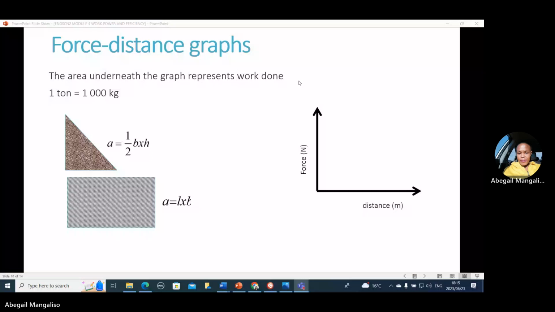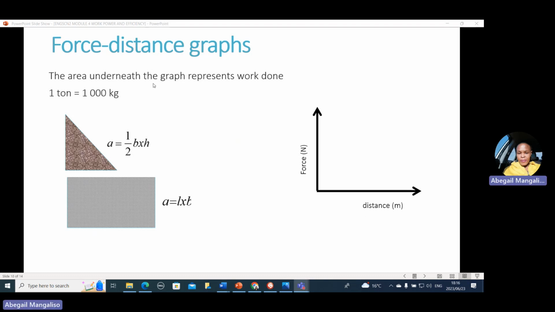In this video, I'm going to explain the relationship between force and distance. The work done can be represented graphically by using a force-distance graph. In this graph, we use two positive axes. On the vertical line, we plot the force and always provide the SI unit in newtons. On the horizontal, we plot the distance in meters.